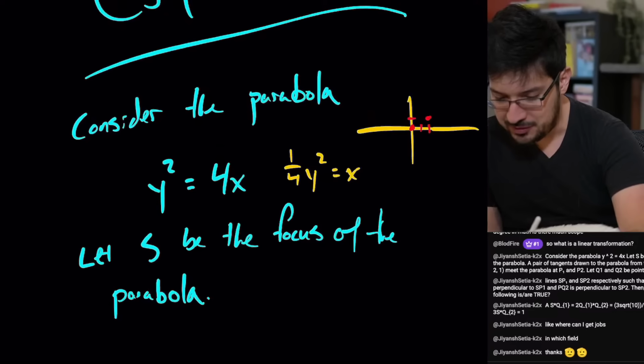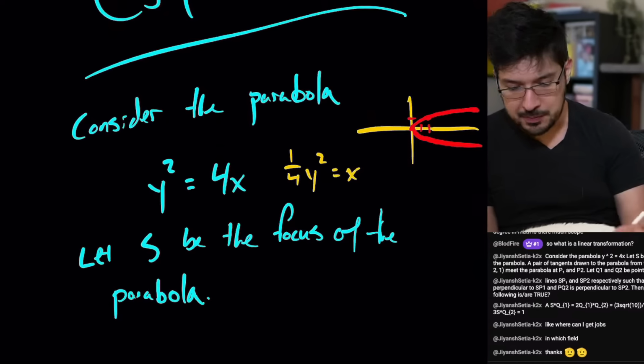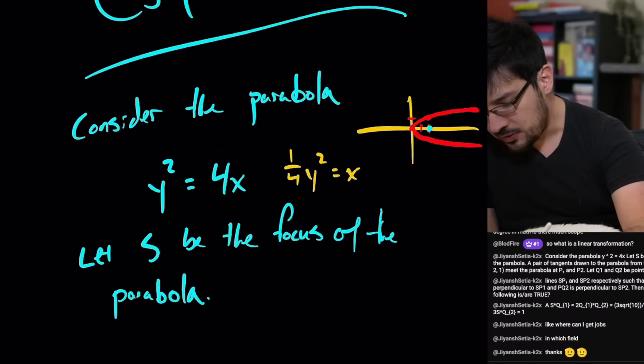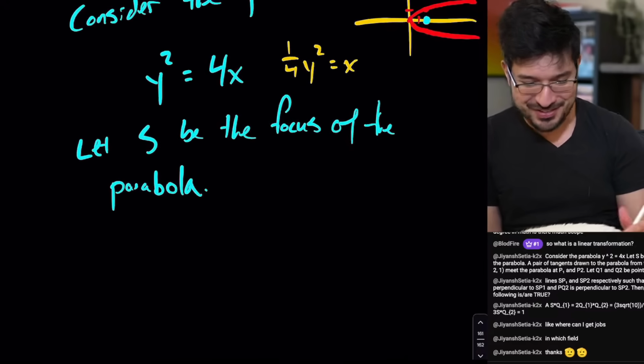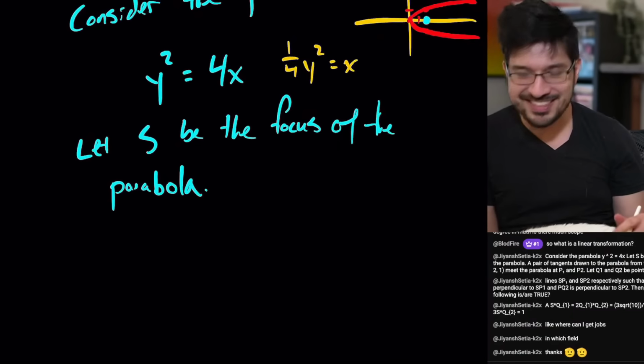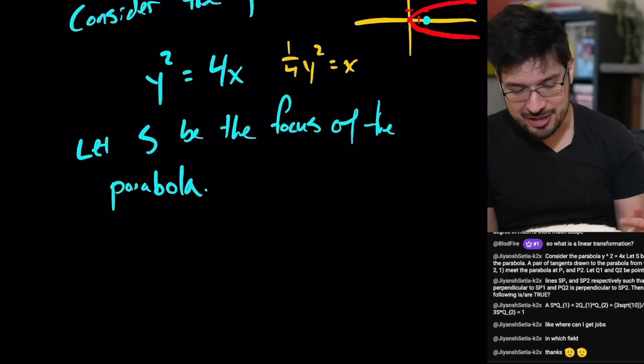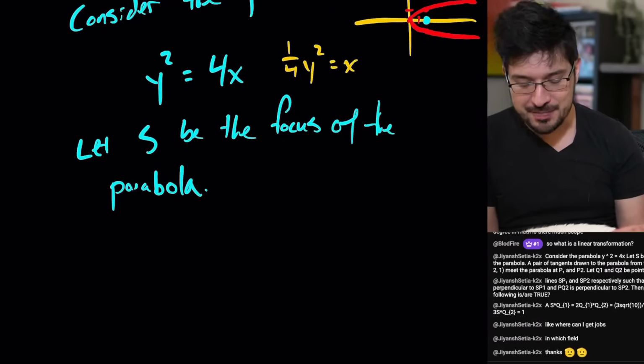Yeah, you nerd sniped me already. This is enough for me to roughly sketch this. It's going to be like this. And then the focus of a parabola is a certain point, right around here, and I don't remember enough about the definition of what the focus of a parabola is. I would have to look that up again, because I've already forgotten it. Let S be the focus of the parabola.